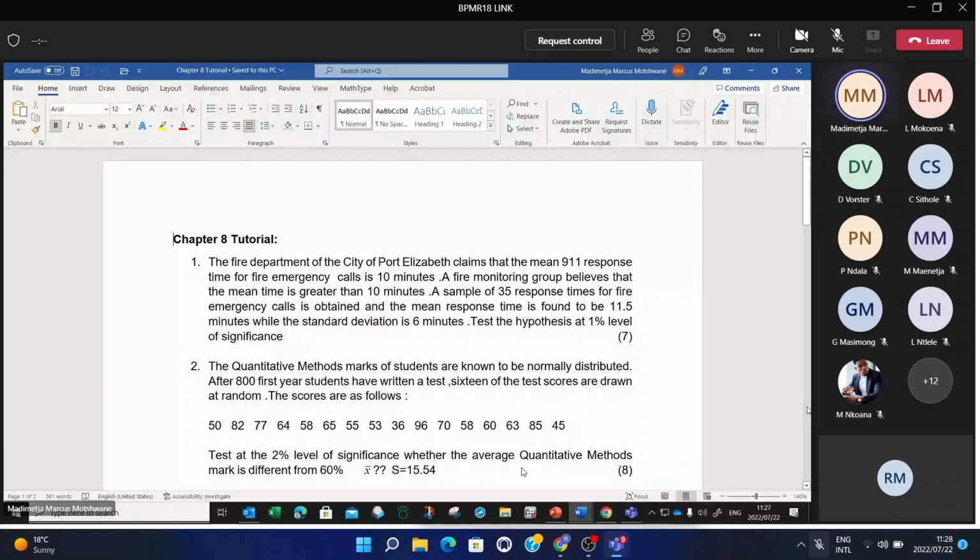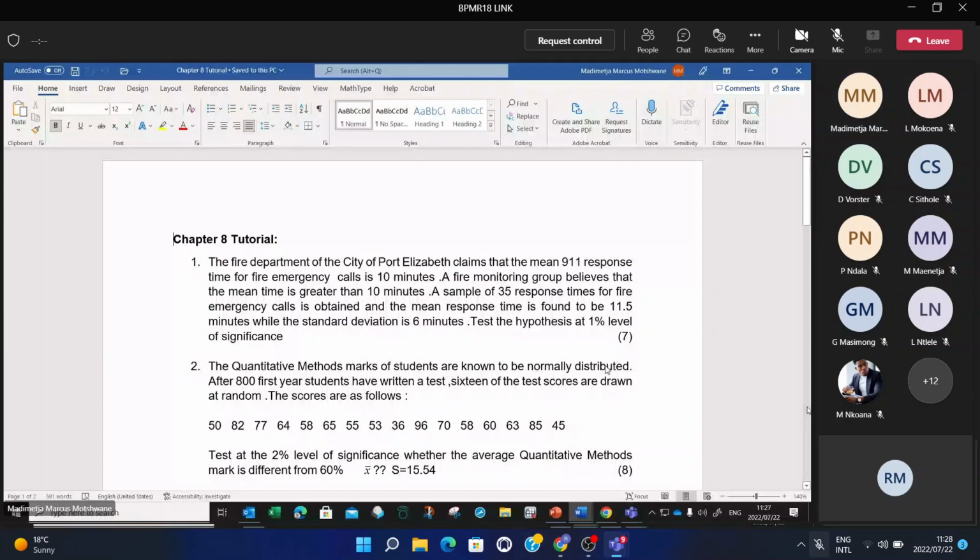Okay, let's get the solutions to this. Let's get the solutions. This is so slow now. All right. Let's put up the null hypothesis.